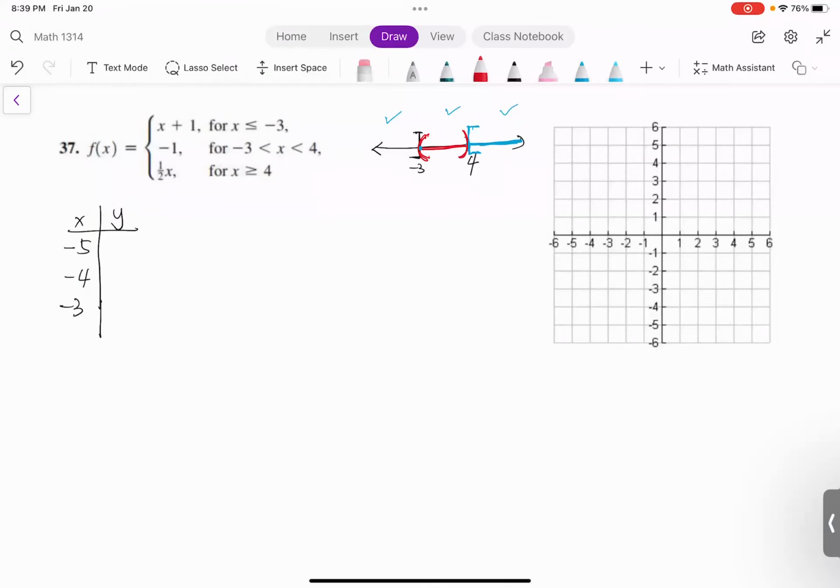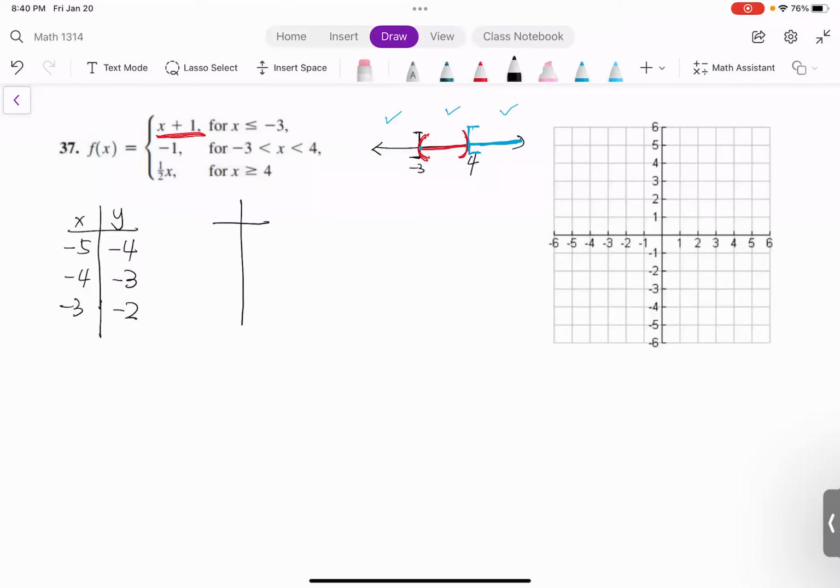Okay, let's find y's value. X equals -5: -5 plus 1 is -4. X equals -4: -4 plus 1 is -3. X equals -3: -3 plus 1 is -2.